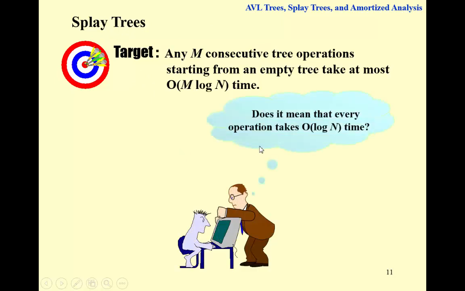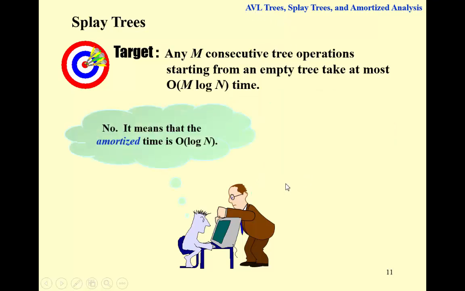So does it mean that every operation takes log n time, just like what we have in AVL tree? And the answer is not really in splay tree. It just means that the amortized time is log n in the splay tree. What does it mean? What is amortized time? Do you know? In Chinese, we say this is 摊还时间. But I guess still you have no idea about what 摊还时间 is, right?